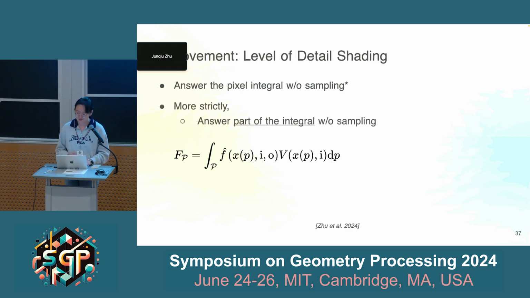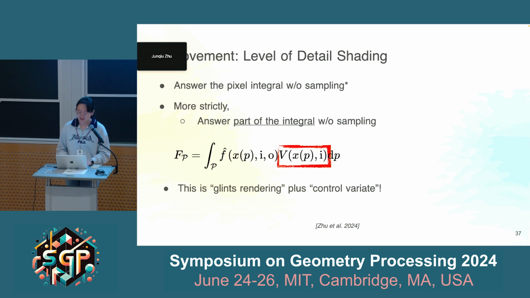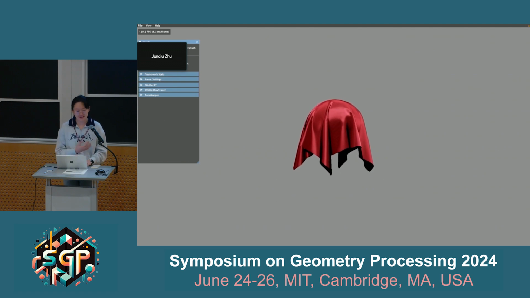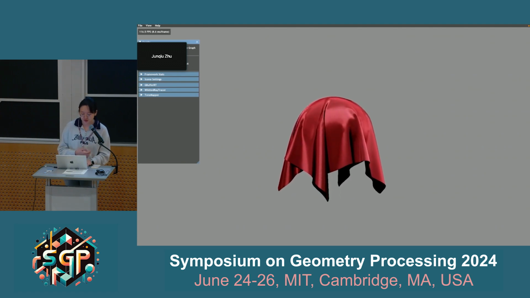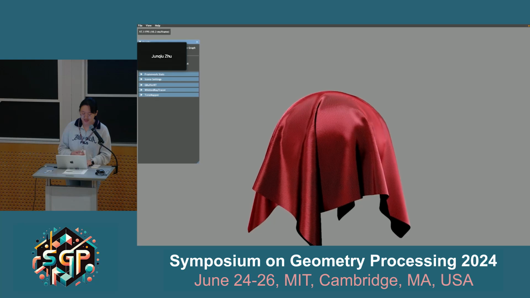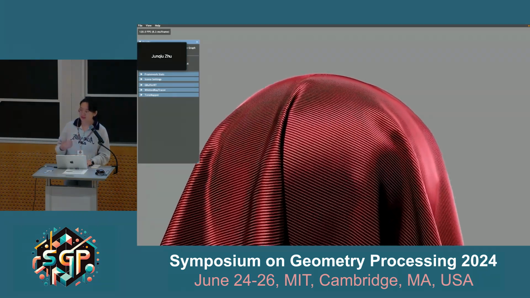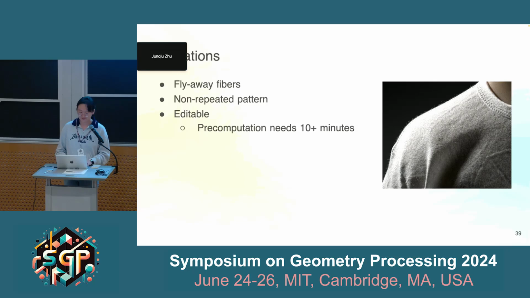What they do is they split this integration into two parts. For the first part, they solve the integral without considering the visibility. Now this can be reduced to a 4D. They use a glint-like solution, and for the rest, they use the idea of control variates to deal with the visibility. Here is an example of real-time rendering to show the multi-scale rendering strategy works, and the rendering time is only about 8 milliseconds per frame.